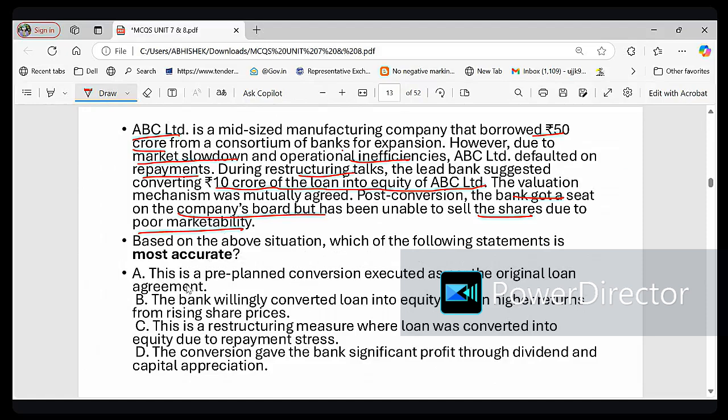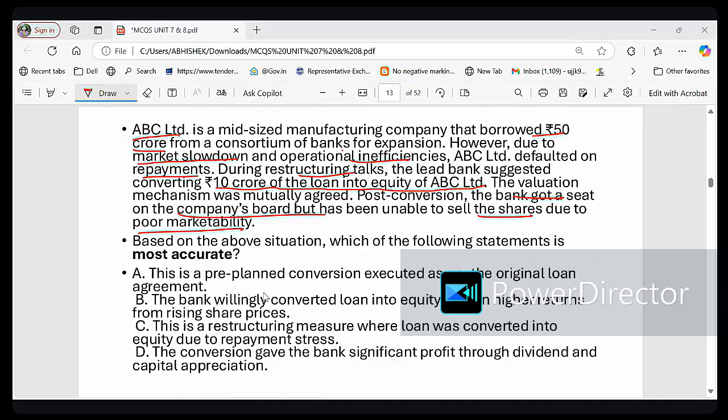Option A, there was a pre-planned conversion executed as per the original loan agreement. Option B, the bank willingly converted the loan into equity to earn higher return from the rising share price. Option C, this is a restructuring measure where the loan was converted into equity due to repayment stress. Option D, the conversion gave the bank significant profit through dividend and capital appreciation. So what do you think? Which statement is more accurate?